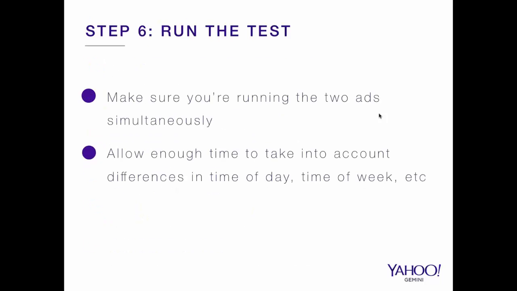Okay, so now we've checked off the first 6 steps, and now we're running the test. So we want to make sure we're running the 2 ads simultaneously. And another part of running the test, now that we've clicked live and set these things going, is to allow enough time to take into account differences in time of day, time of week, etc. It's pretty much what we call normalization.